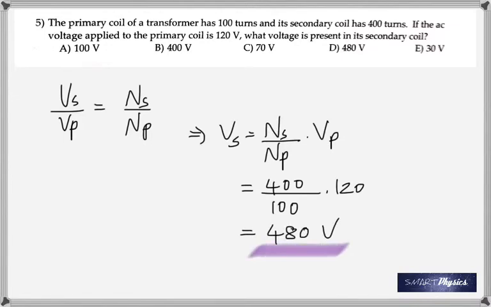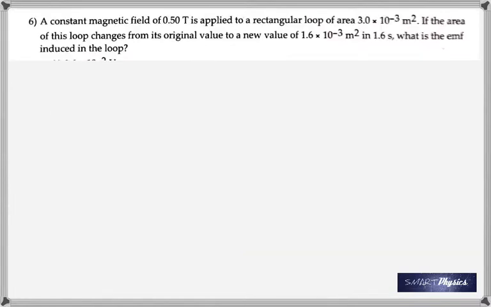And obviously this is a step-up transformer, so since the ratio of the number of turns is 400 and 400, the voltage should be 4 times greater. So 120 times 4, 480 volt. And this question says it's a constant magnetic field. And what is, if the area of this loop is changing, what is the EMF induced in the loop?